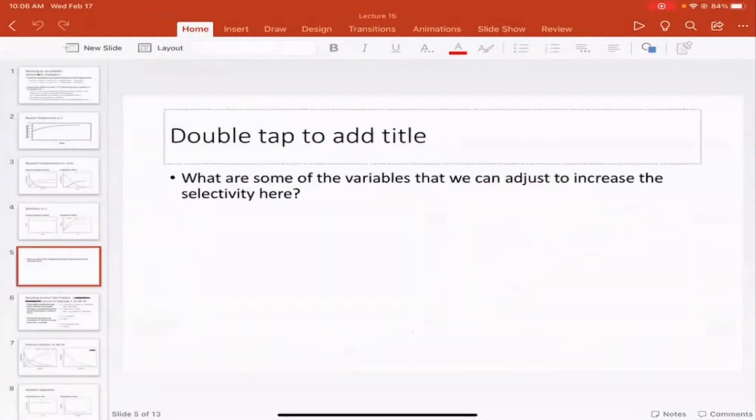But as you go back through this, in addition to some of the things that I just talked about, it would be really helpful, I think, for you guys to talk yourself through this. What could we do? And how could we manipulate variables to improve things like selectivity?